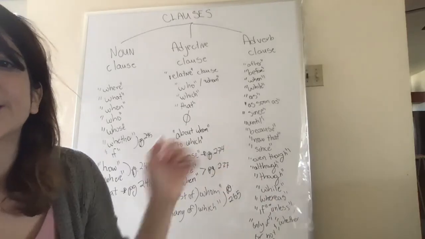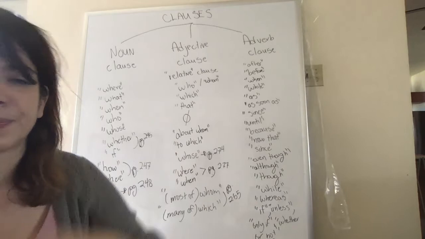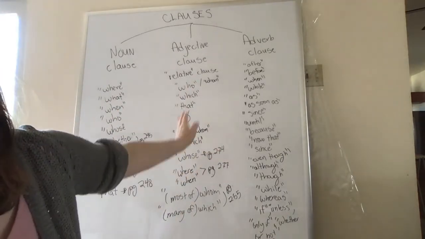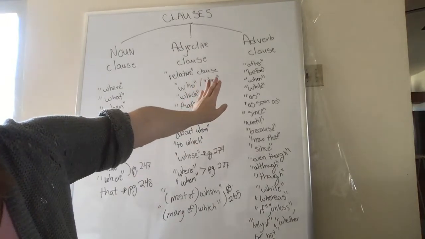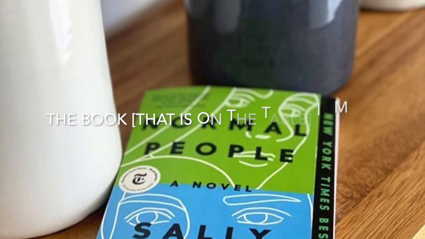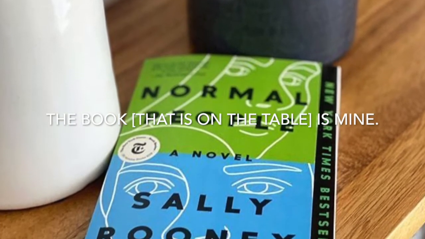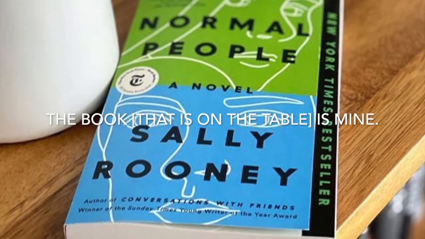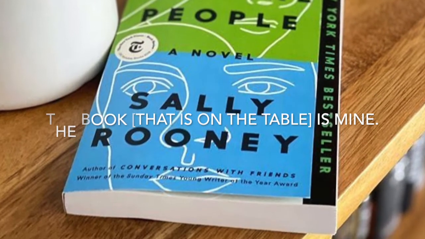Whereas adjective clauses are clauses, with a subject and a verb, that describe a property of the subject. For instance, in the sentence, the book that is on the table is mine, that is on the table is an adjective clause modifying the word book.